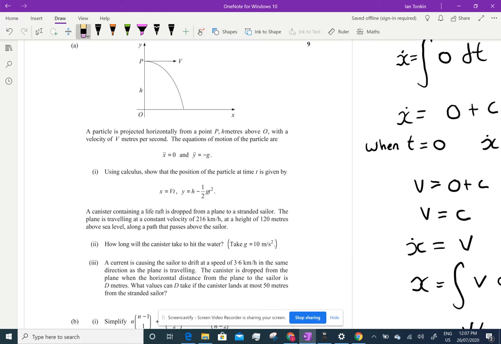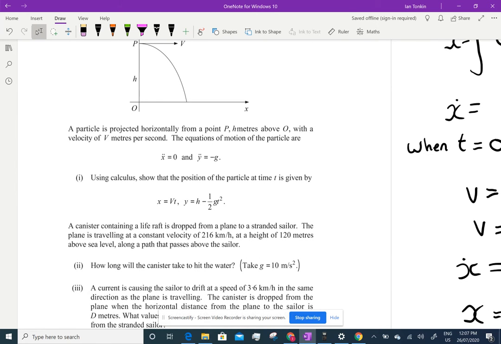A canister, I'm going to zoom in a bit. A canister containing a light raft is dropped from a plane to a stranded sailor. The plane is traveling at a constant velocity of 216 kilometers per hour at a height of 120 meters above sea level along a path that passes over the sailor.